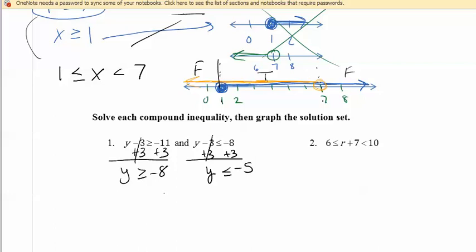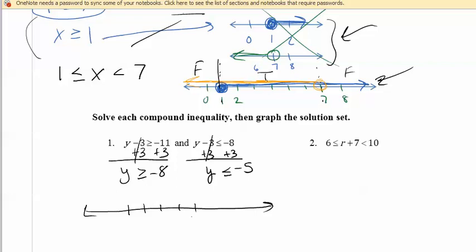Okay, so in this example, I have y is greater than or equal to negative 8 and less than or equal to negative 5. So I no longer need to try this by putting it on 2. I can go straight to this graph and put it on 1. So let's draw this graph. So here's my number line, and I know if I start at negative 5 going this way, negative 6, negative 7, negative 8, negative 9, and maybe over here I have negative 4.